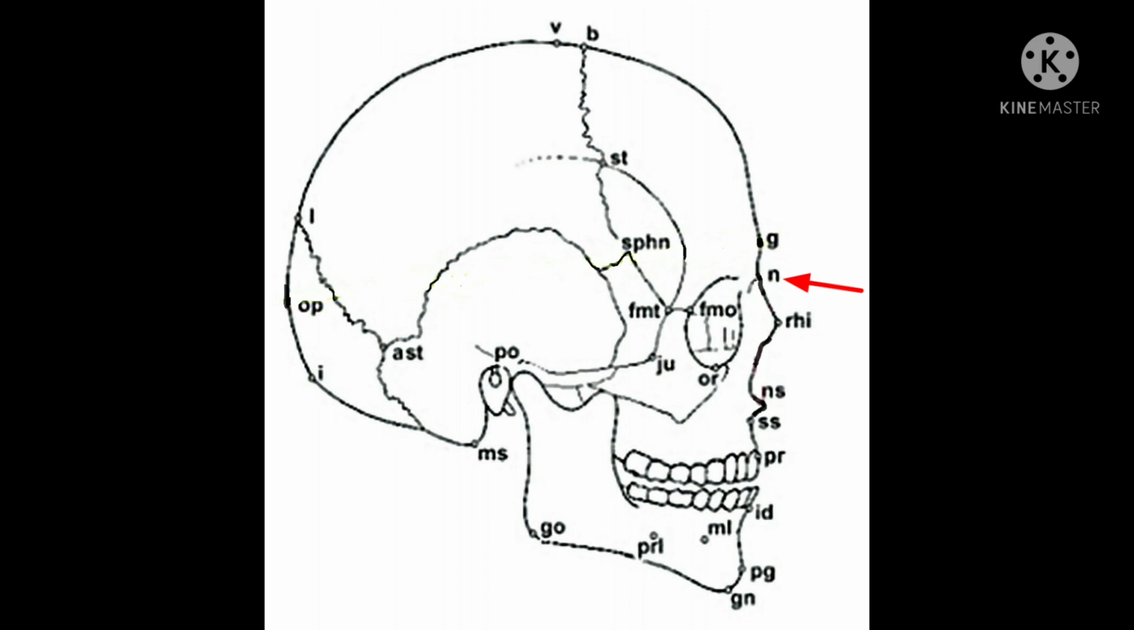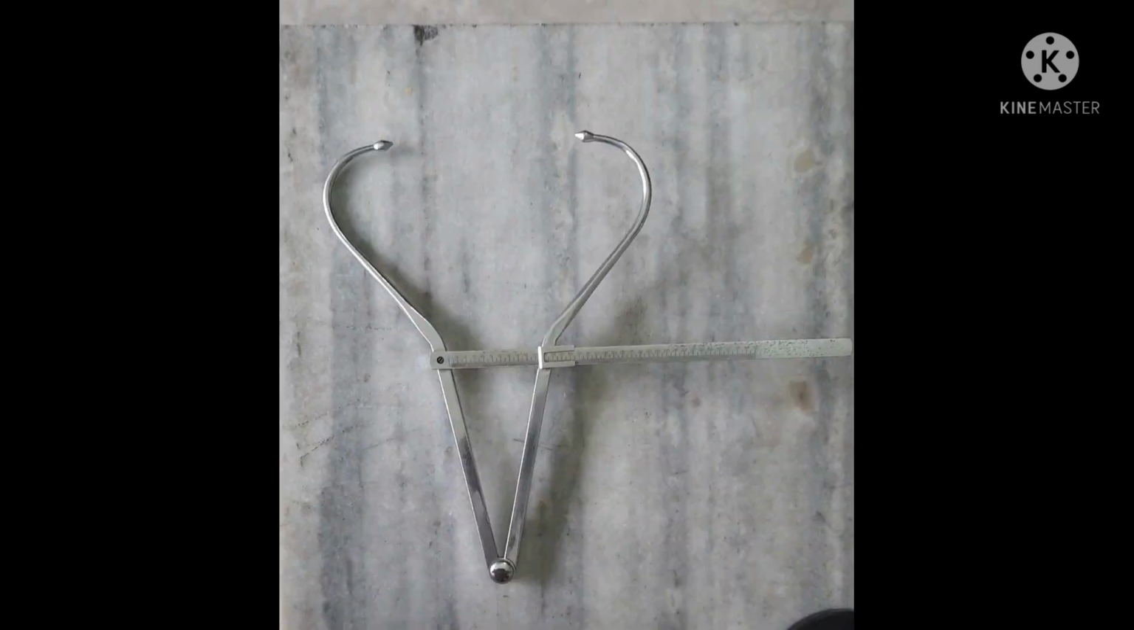If this juncture is not in the mid-sagittal plane, then the mid-sagittal plane of the frontonasal suture is taken as the nasion. Here also the instrument used for this measurement is the spreading caliper, and this method is similar to that used in the measurement of glabella-inion length.